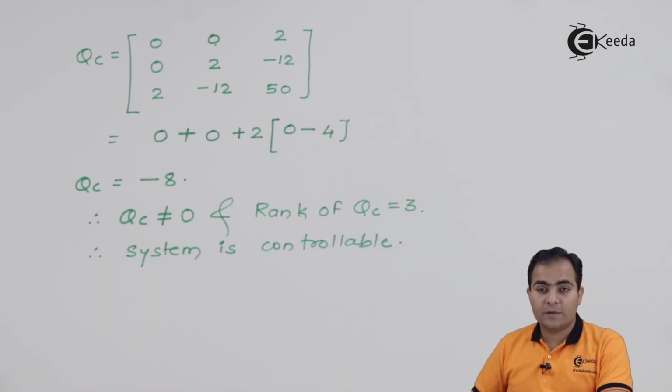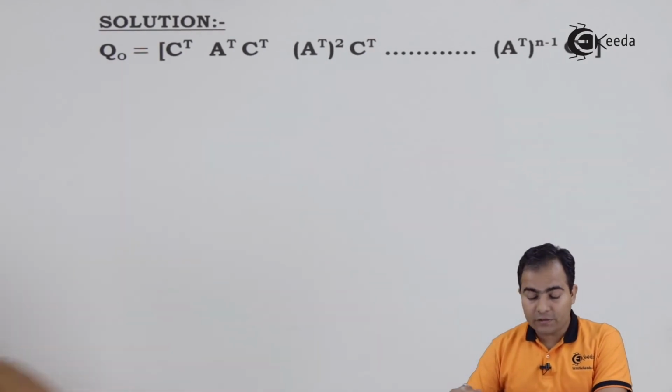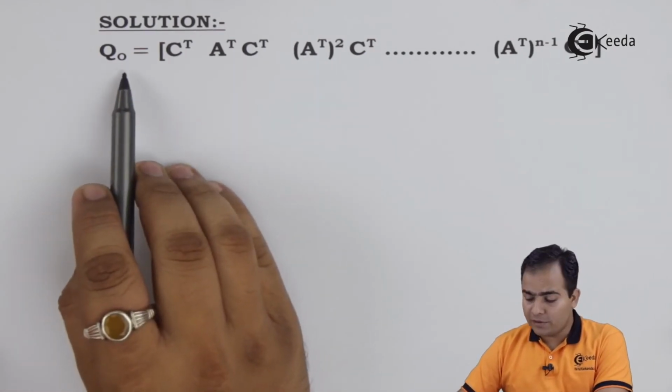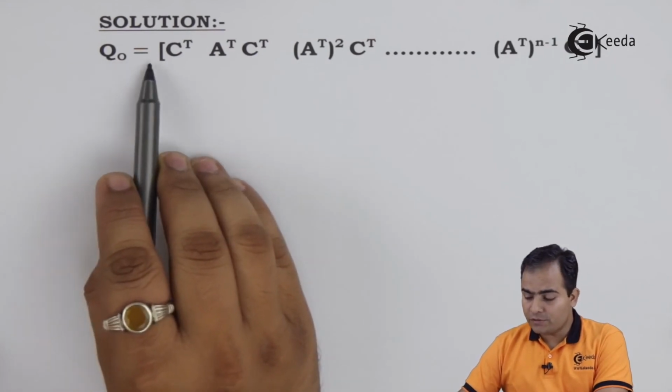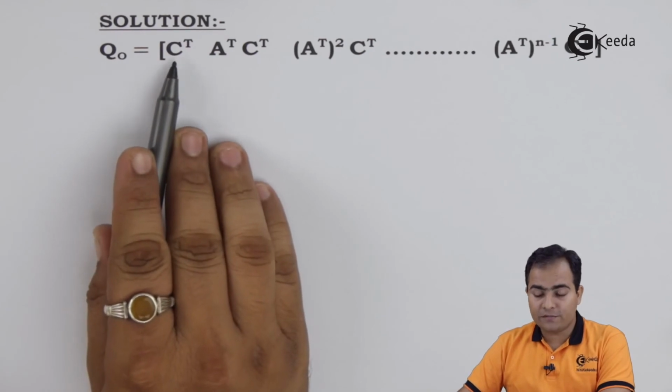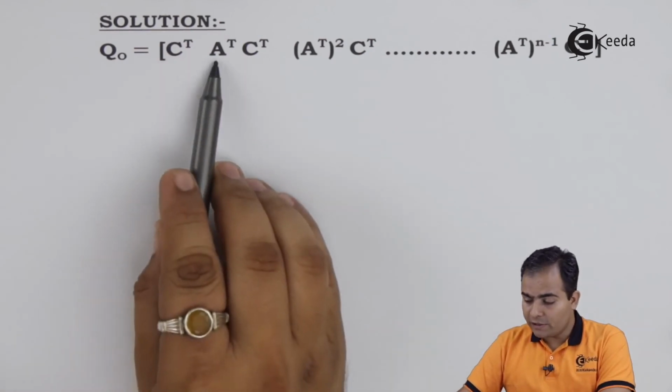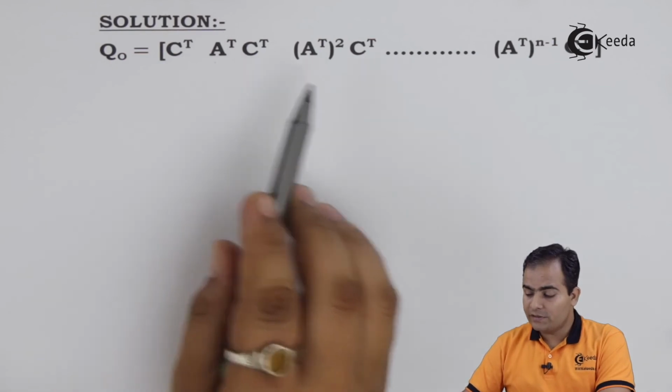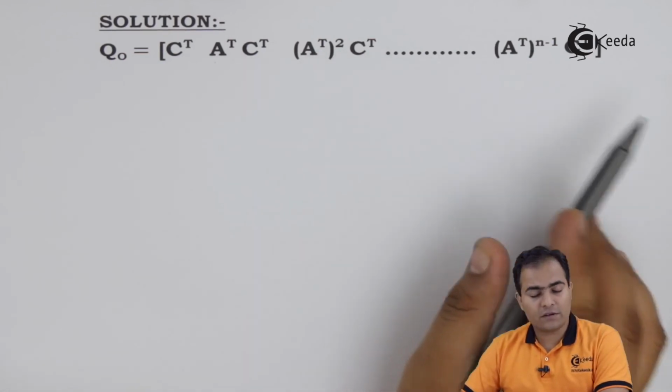Now the next part is observability. This system is controllable. Now we'll see whether this system is observable or not. There is a formula to check the observability, which is Q naught, or QO, equals, where O stands for observability. Here C transpose gives the first column of the matrix, A transpose C transpose gives the second column. Similarly, this will give us all the next columns.